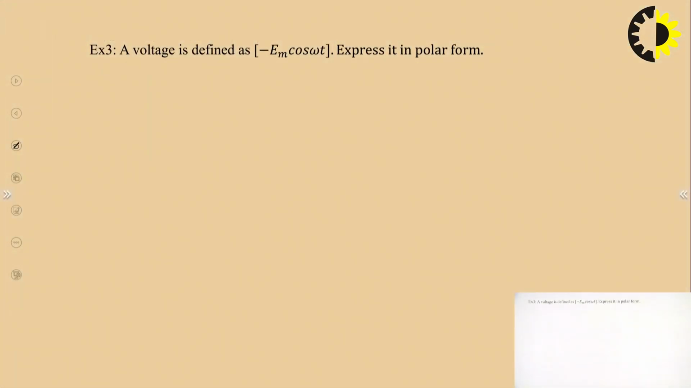Now there is another question, in which it is said that a voltage is defined as minus Em cos of omega t. Express it in polar form. So how to solve this? We have to find out the polar form.